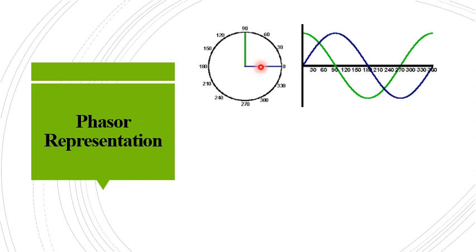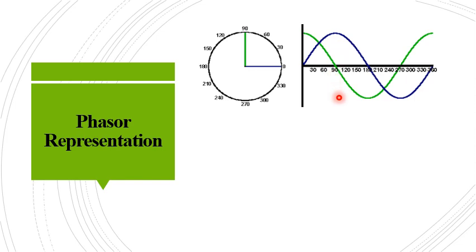Here we can see that usually the phasors rotate in the anti-clockwise direction. So the green wave is having the maximum value, and after 90 degrees what will happen? The blue wave will also have the maximum value. So this is how we can represent two sinusoidal quantities having a phase difference.